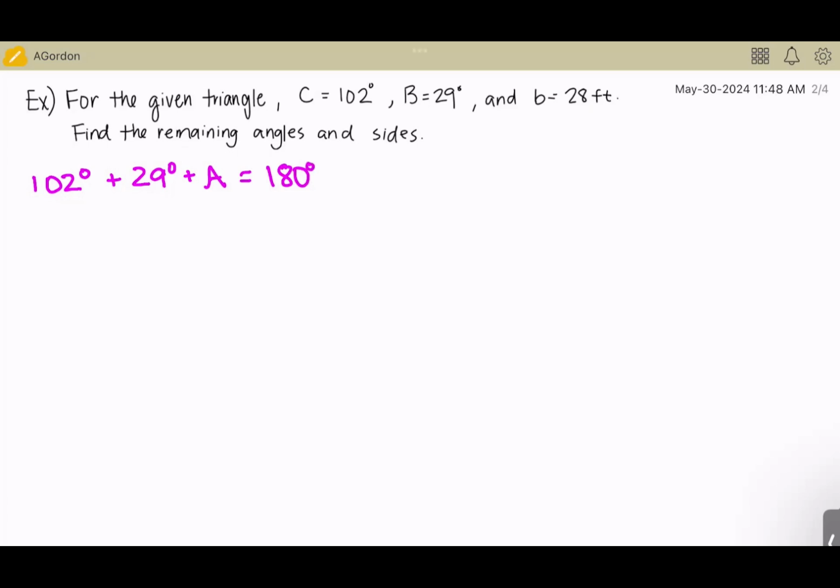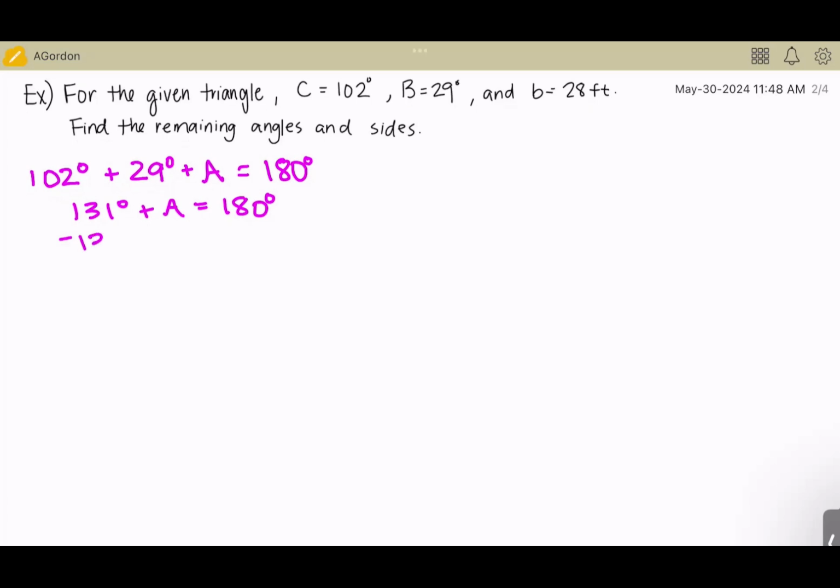So the sum of the first two angles would be 131 degrees. To get A by itself, I'm going to subtract 131 degrees from both sides of the equation. And that's going to leave me with A being equal to 49 degrees. So I'm just going to start a little list on the side to keep track of what I know already.